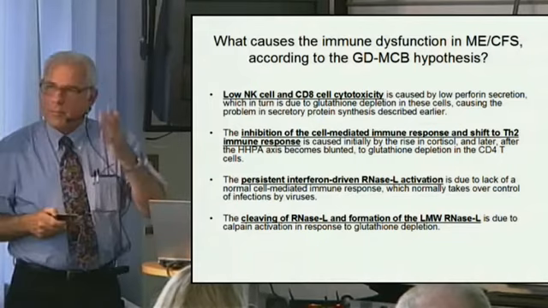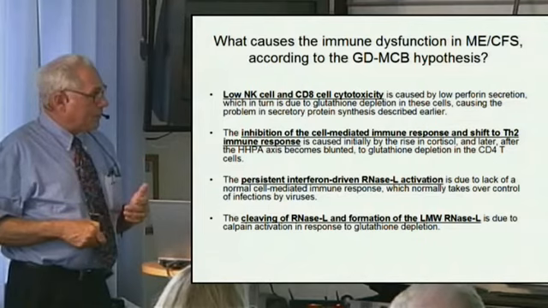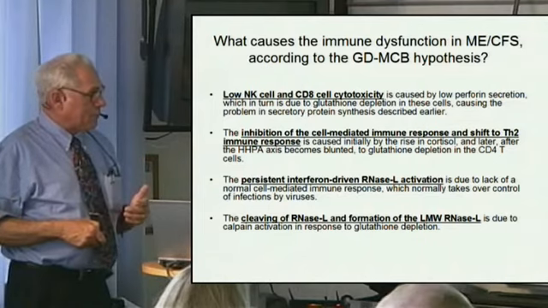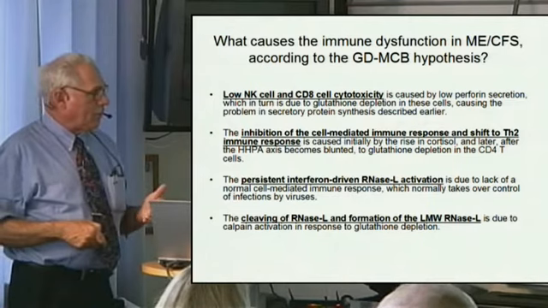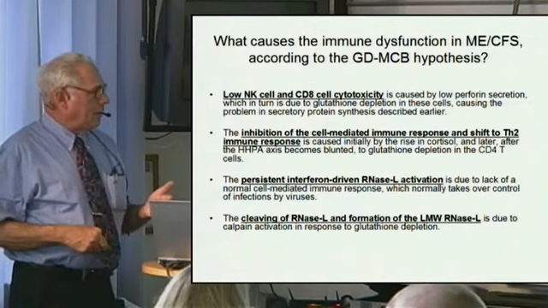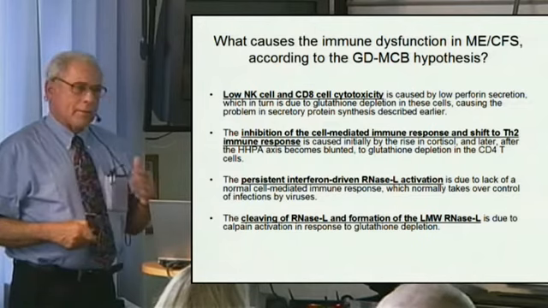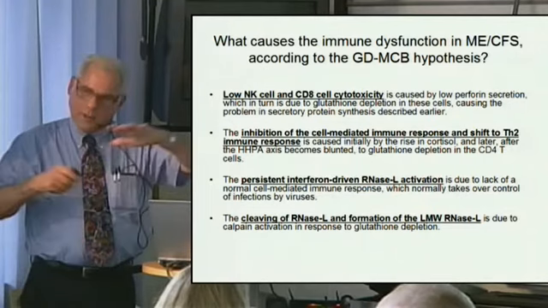It keeps chewing up RNA, and then also the RNA itself gets chopped up and forms a low molecular weight version of it, which is unregulated. That's due to activation of calpain, and that happens, again, because of glutathione depletion. So you can see these things just sort of avalanche on you, and they cause more and more troubles.